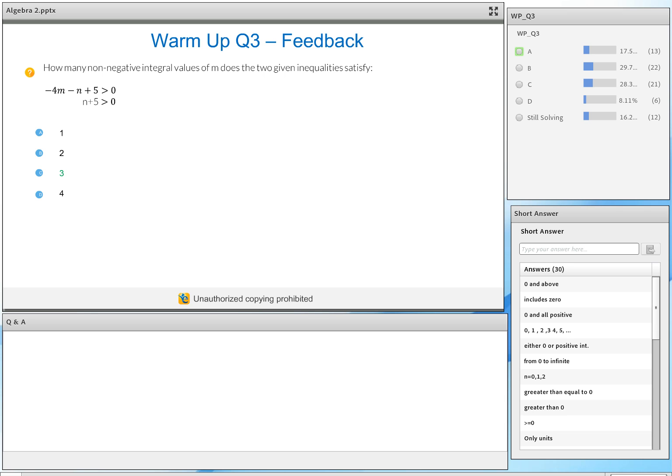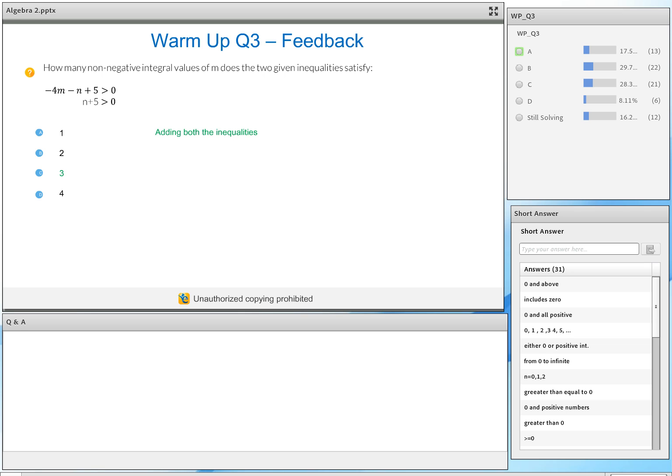For those of you who selected choice B as the answer, about 30% of the class, my feedback to you is that you are able to solve this system of inequalities, but you didn't know what a non-negative integer is. So make a note of that in your scratch pad today, okay?